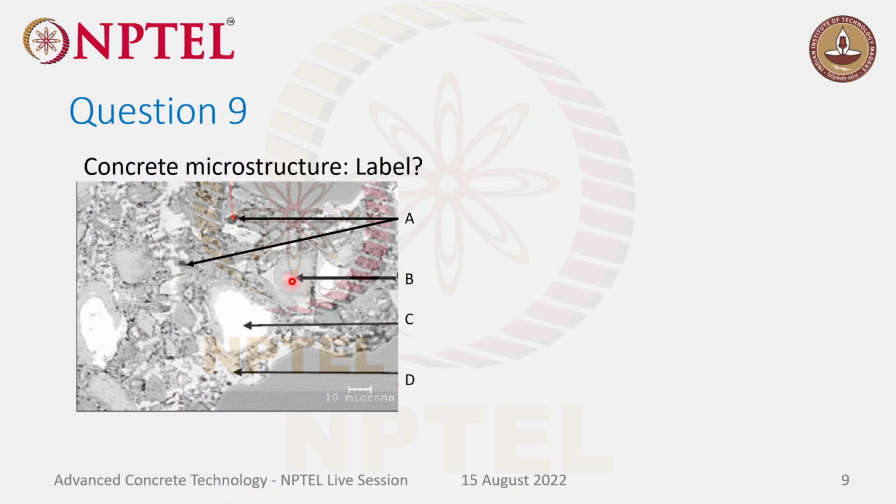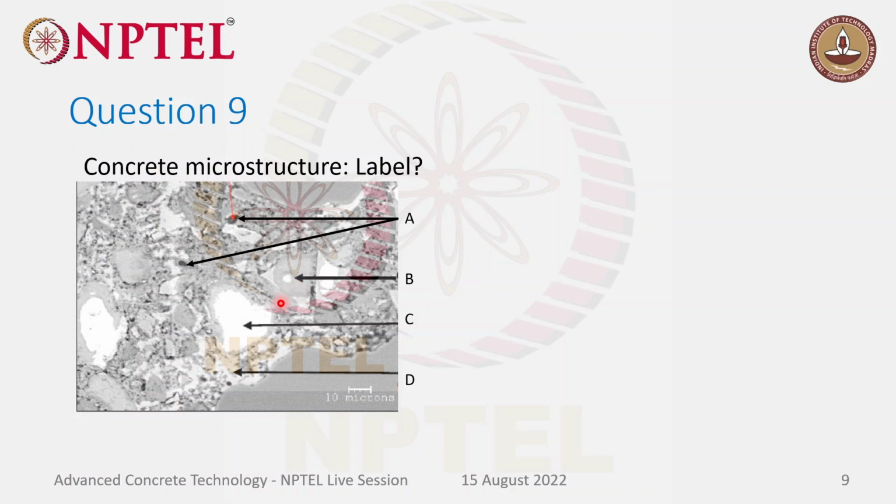Here there is a white circular region, and around it there is a gray region. Inner CSH. Yes, inner CSH, because the white region in the middle points out the unhydrated cement grain, and very next to it, the gray area will obviously be the inner CSH.